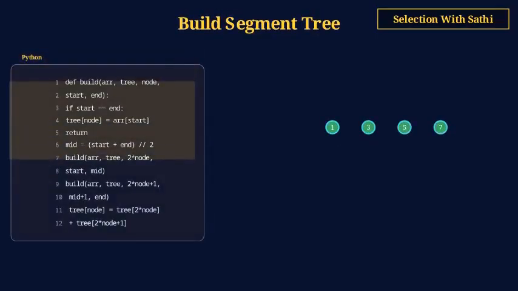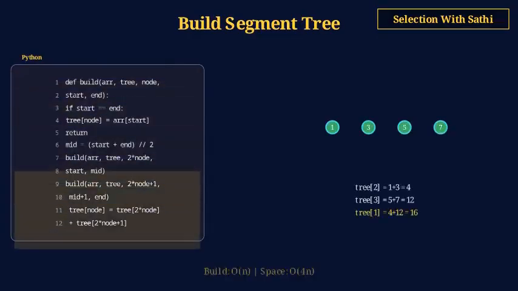Look at line 1, the function takes the array, tree, node index, and range start to end. Line 2, if start equals end, we are at a leaf. Store the array value at line 3. Line 5, compute the midpoint. Lines 6 and 7, recursively build the left and right children. Line 8, merge the two children. For range sum, we simply add them.